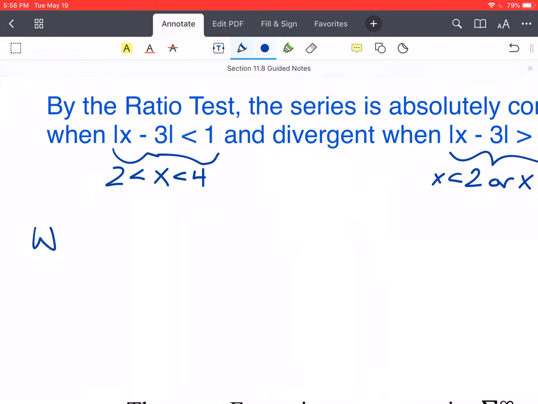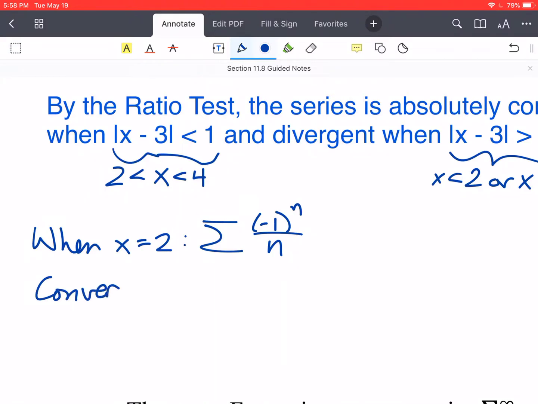So when x equals 2, the series becomes, if you just plug in 2 for x, it just becomes negative 1 to the n over n. Okay, and then this one is convergent by the alternating series test.